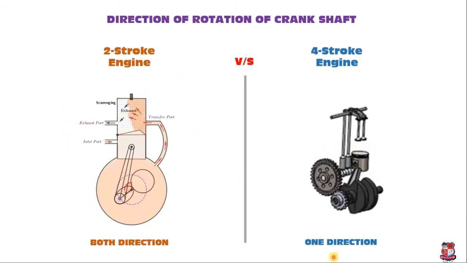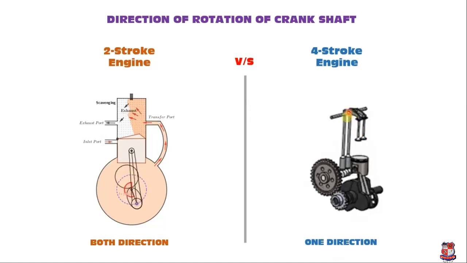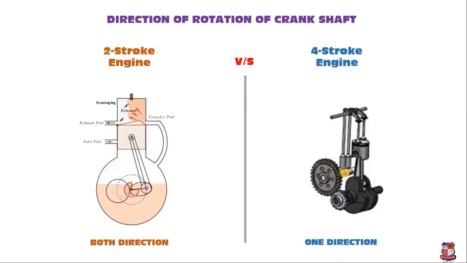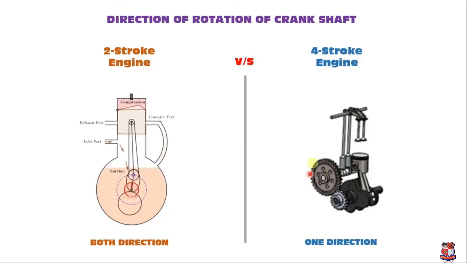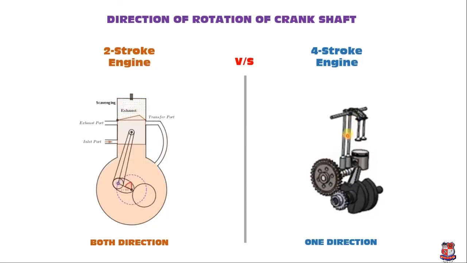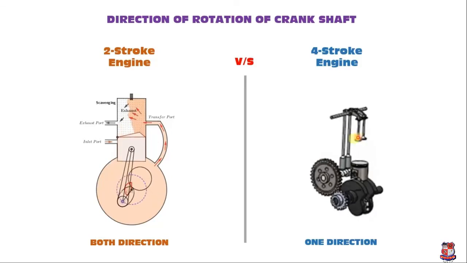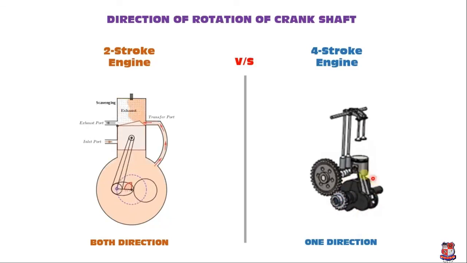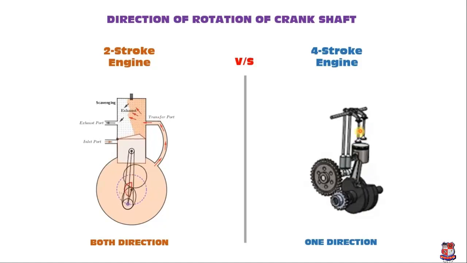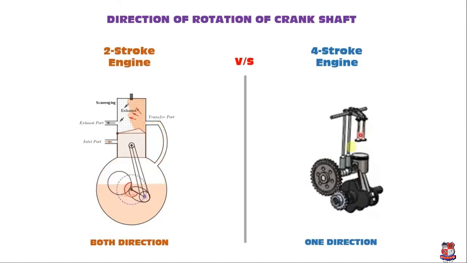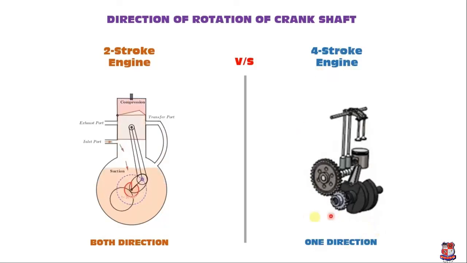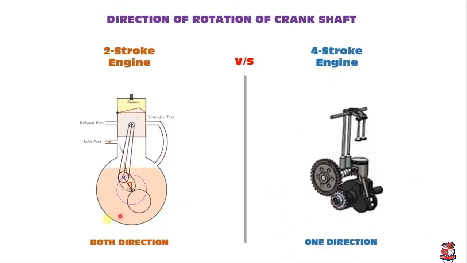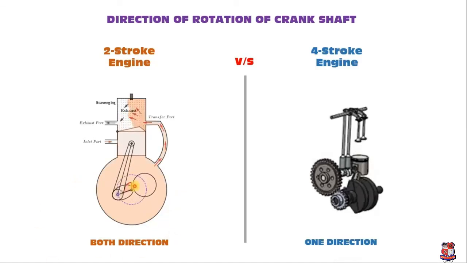While in case of four-stroke engine, the valves are operated by cams. Now this cam works in one direction only because we have timed the cam such that the inlet valve will open when the suction stroke begins and the exhaust valve will open when the exhaust stroke is happening. If we rotate the four-stroke engine in the opposite direction, then the timing of these valves will not be in sync. So that is the limitation of four-stroke engine, that we can rotate in one direction only, while in two-stroke engine we can rotate in both directions.